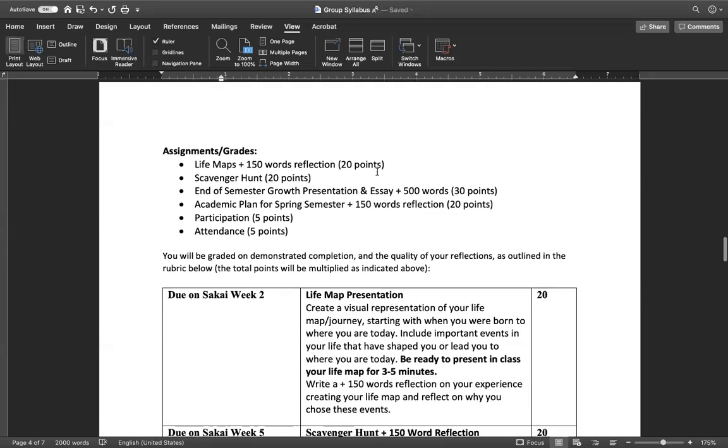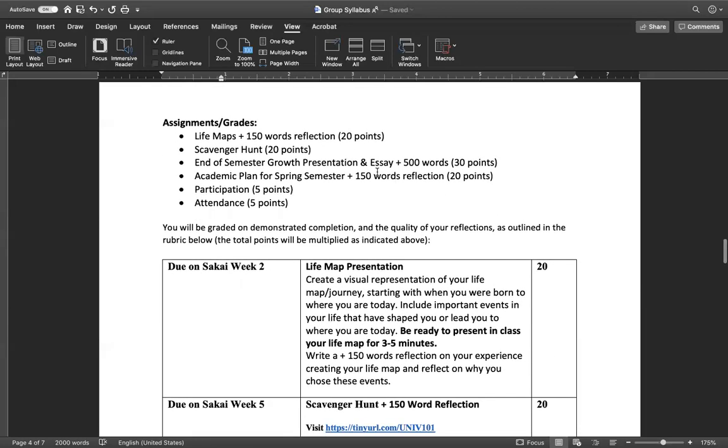And then moving down, for our class, we really want to focus on a lot of community building, self-reflection, and goals. So we try to really integrate that week by week and also integrate that into the assignments. So here we have our few assignments. We have a life map presentation, and with that, we have the description there. Also following along with that, a 150 word reflection. So we provide a description.